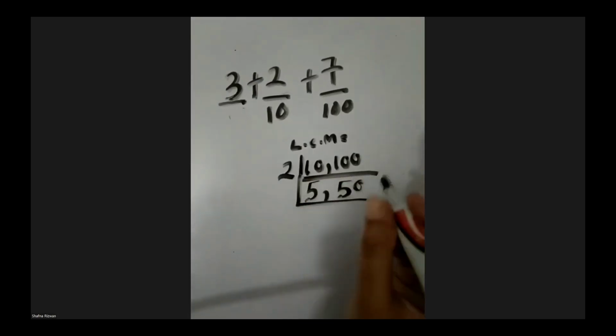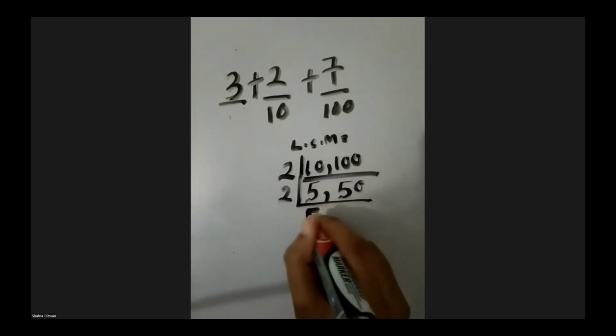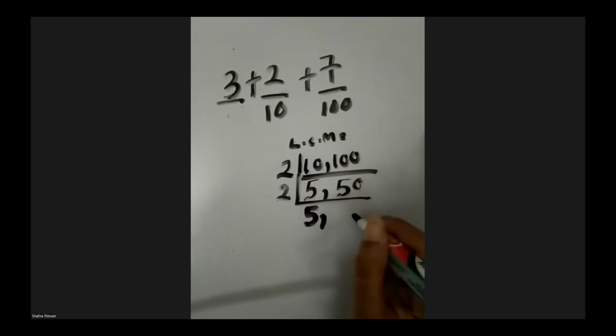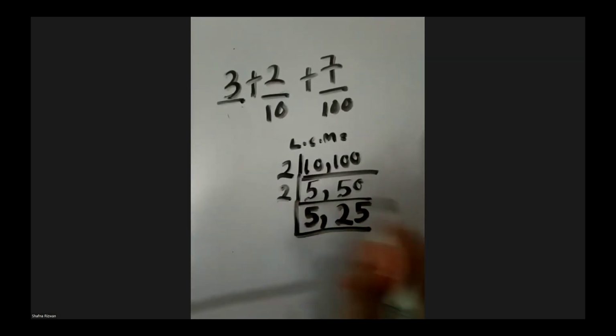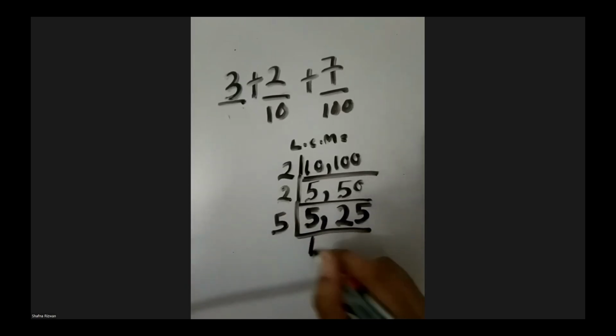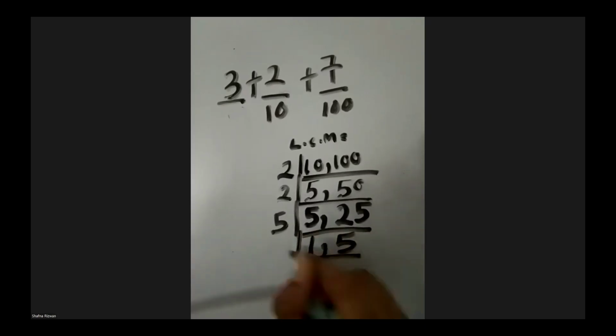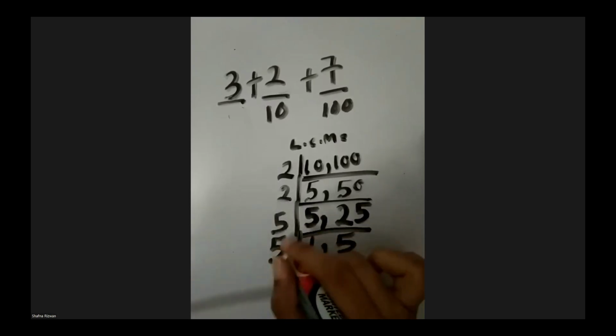Again, by which number can you all divide? By 2 itself. 5 you all can't, so write 5 like that itself. In 50, how many 2 do you all have? 25. Again, by which number can you take? Now by 5 you can take. 5 divided by 5 is 1. 25 divided by 5 is 5. Again, by 5 itself. Keep 1 like that. 5 divided by 5 is 1. So what's the answer you got?